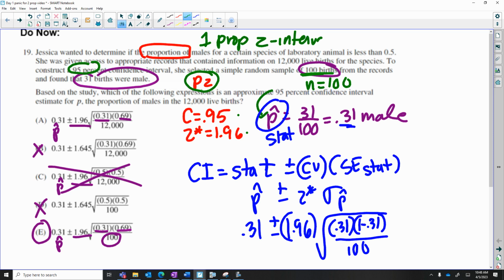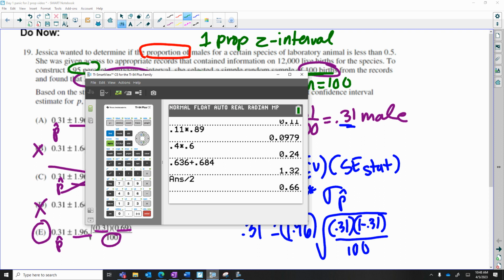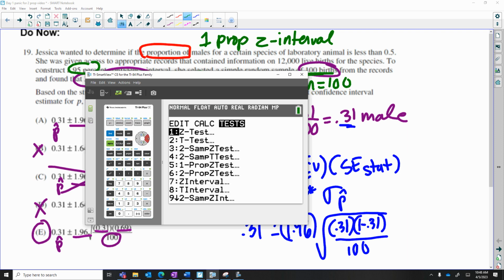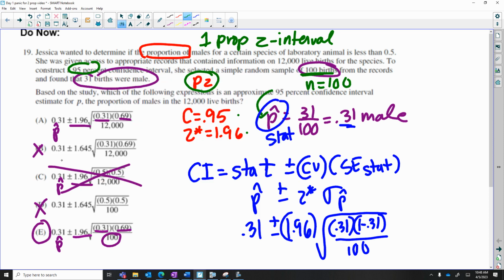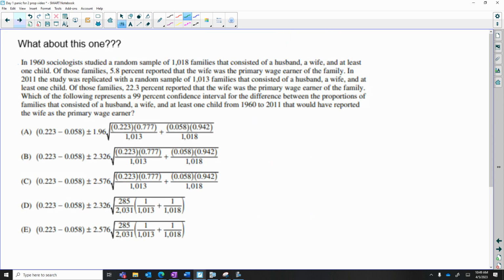The name of this procedure was a one proportion z interval. And if you remember, the one proportion z interval was found in our calculator by pressing stat, test, and going up to letter A for apple, and that's the one proportion z interval. So now I'm going to show you what we're going to culminate in today.